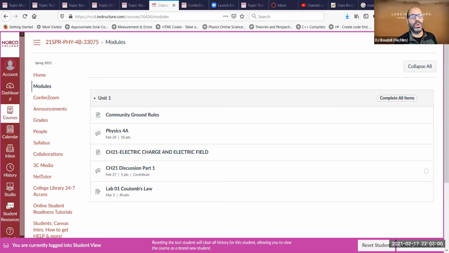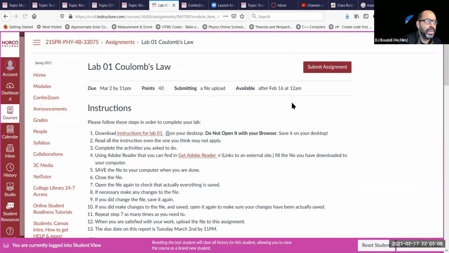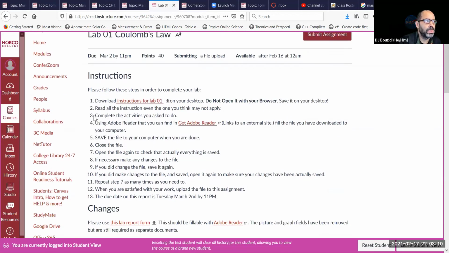So if you go to the lab, let me first of all share with you the screen. Let me find it first. Physics 4B. Okay, so let me start sharing the screen to explain how labs work in here. And let me make sure I'm in the student view before I share that. Okay, let me share that. So basically when you come in here and you click on the lab, this week's lab is lab 1 and it's on Coulomb's law. It gives you this prompt, please follow the steps.